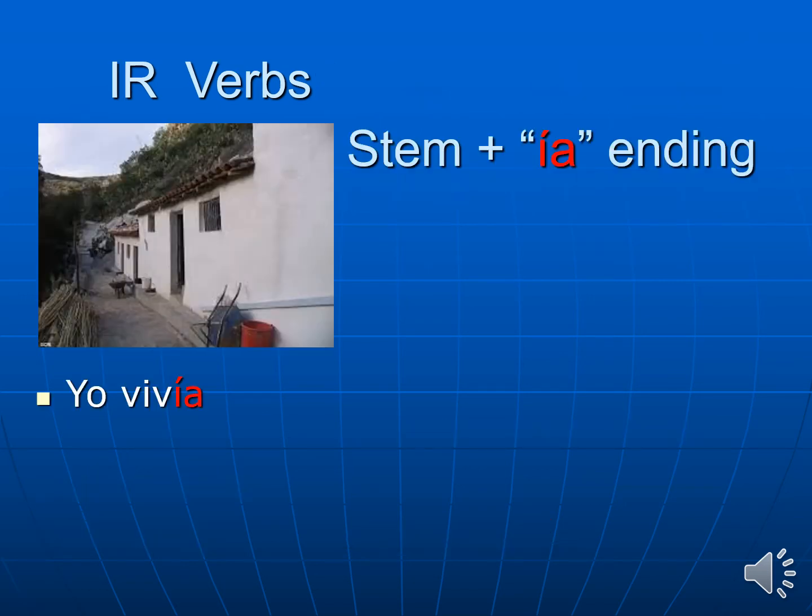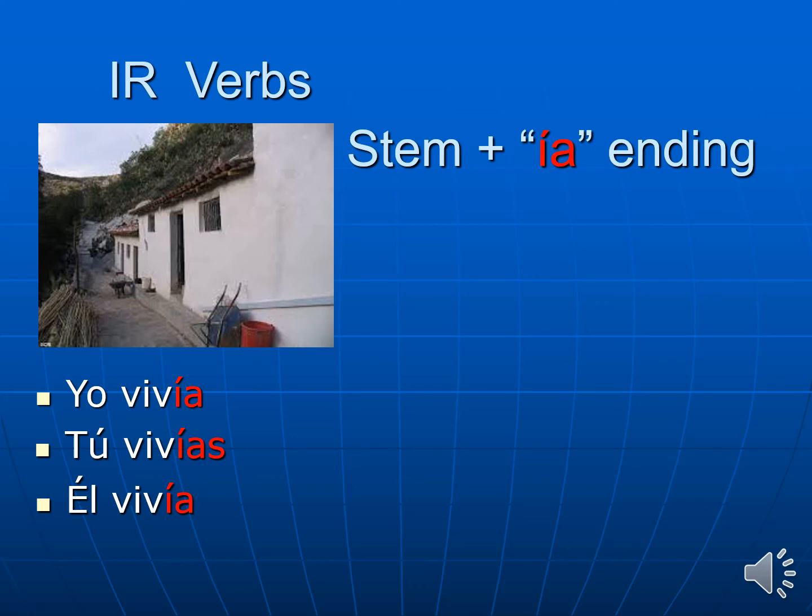IR verbs are done exactly the same as ER verbs. The endings are the same. Yo vivía. Vivía is I used to live. Tú vivías. You lived or you used to live at a certain address. You used to live there. Él vivía. He used to live or he was living at a certain place.